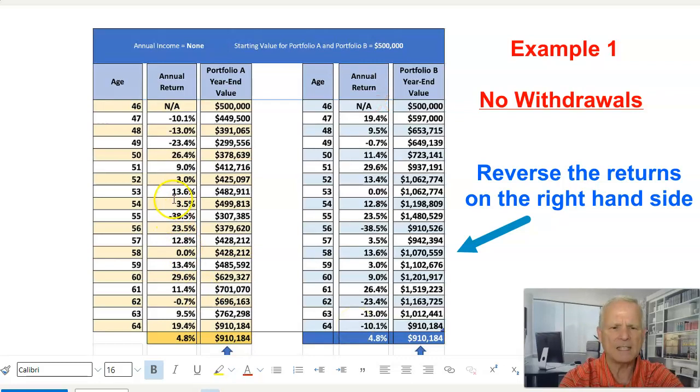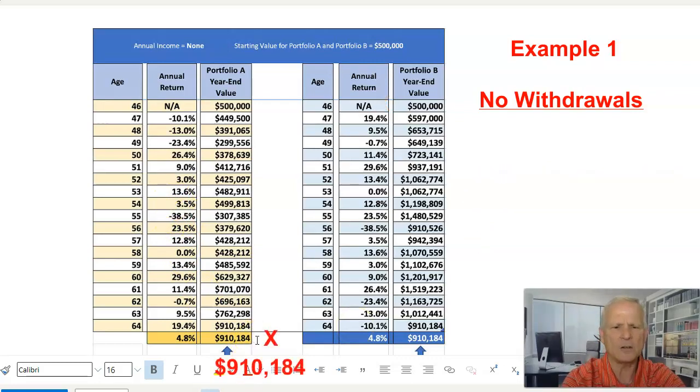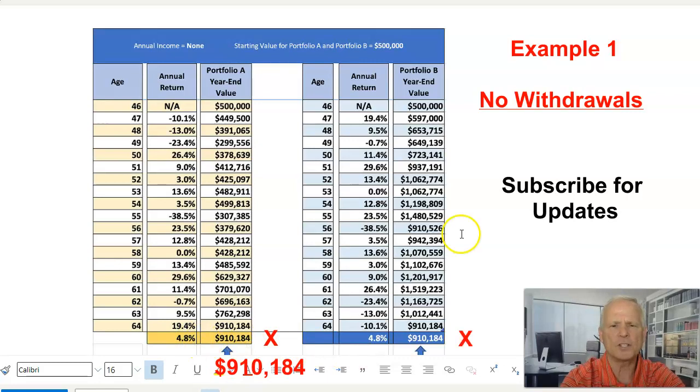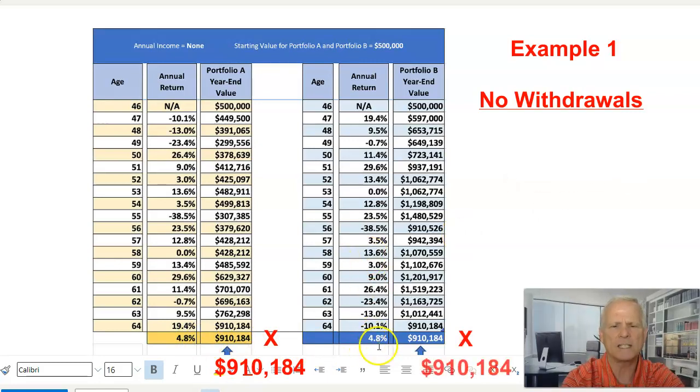On the left-hand side here, you'll see down at the bottom, we end up with a value of $910,000. Ended up having a 4.8% return. So even if we reverse the returns here, we still end up with a 4.8% return in this case and save the same amount of money, $910,000. In the first example, there was no withdrawal from the investment account.